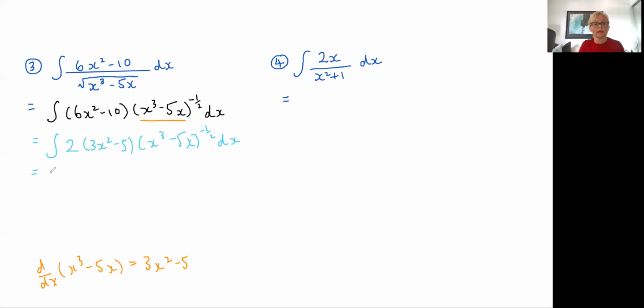So now we can go ahead and do our normal thing. We're going to increase this index by 1. -1/2 plus 1 is +1/2. And we're going to divide by that new index. If you're dividing by 1/2, that's the same as multiplying by 2. So we're going to get 4. And this to the 1/2 is square root of this. And again, this hasn't been forgotten about. This would come out when you differentiate using your chain rule.